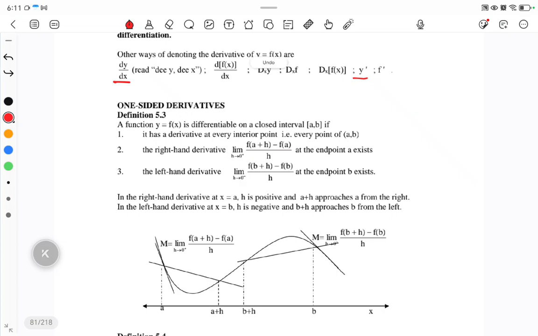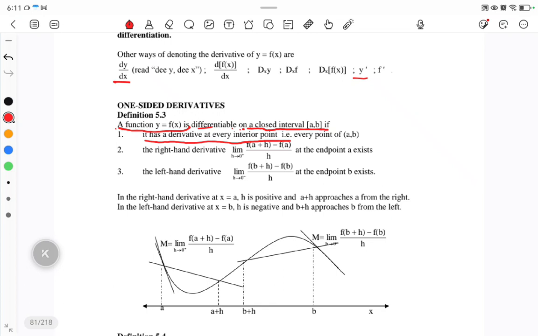Now they say, the definition says a function y is equal to f of x is differentiable on a closed interval. You see, this is taken from continuity over a closed interval. So if something is differentiable, it means that it must be continuous. So we say that it is differentiable on a closed interval a b if, number one, it has a derivative at every interior point.